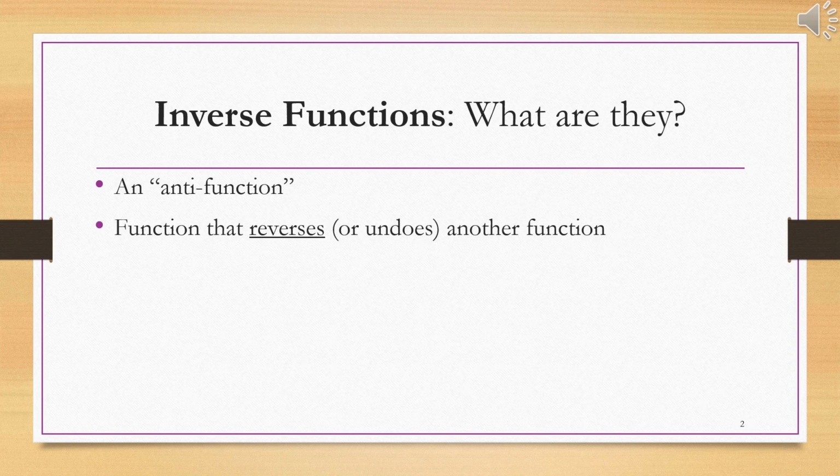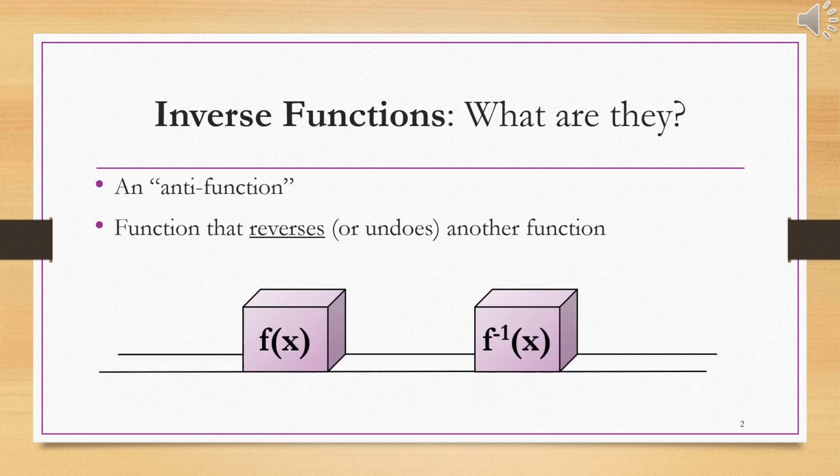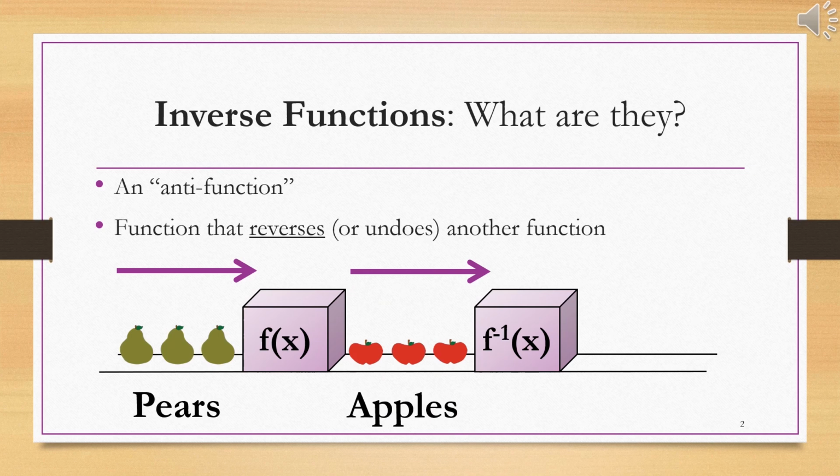To further break down this definition, take a look at the schematic here. Think of these purple cubes as little conversion machines. One machine is called f of x and the other is called f to the negative 1 of x. As the pears go through the machine named f of x, they turn into apples. Then when the apples go through the machine named f to the negative 1 of x, or the inverse of f of x, they turn back into the pears.